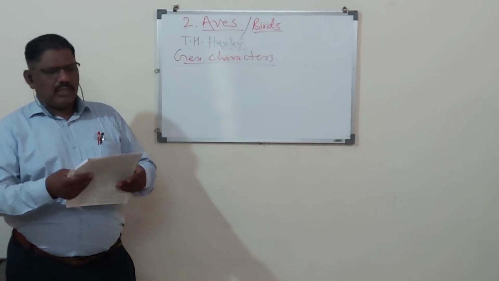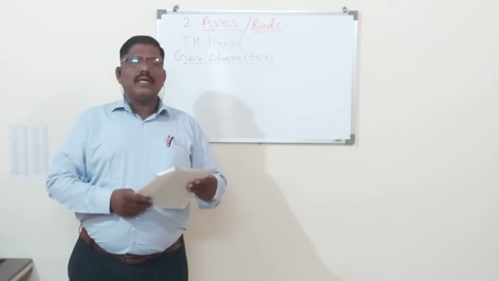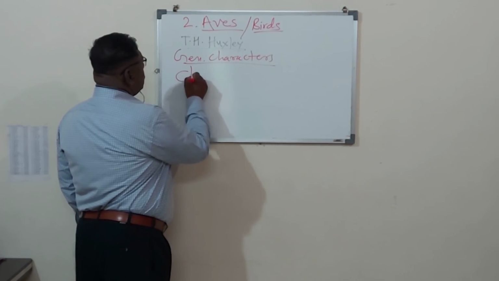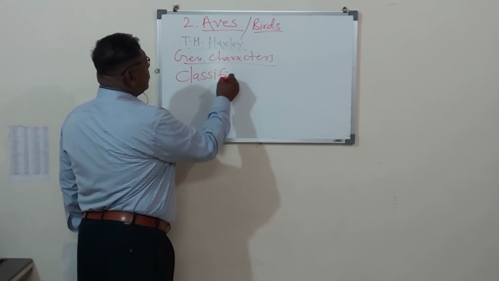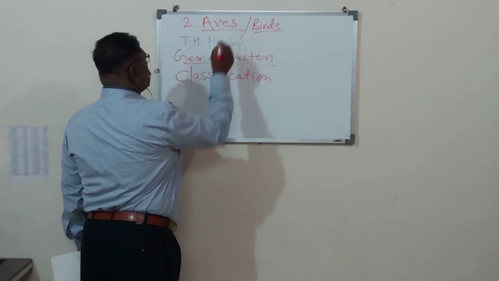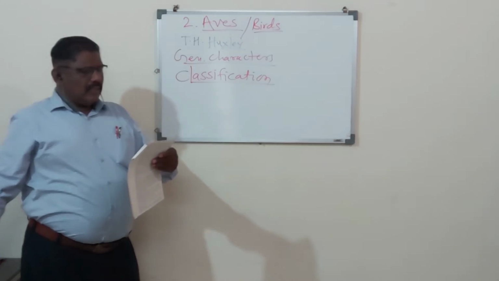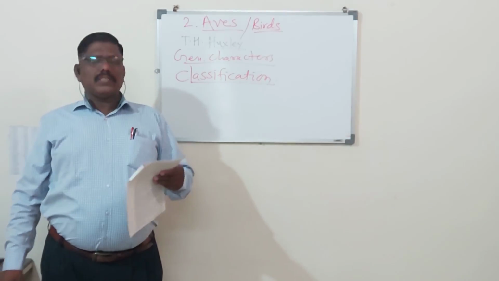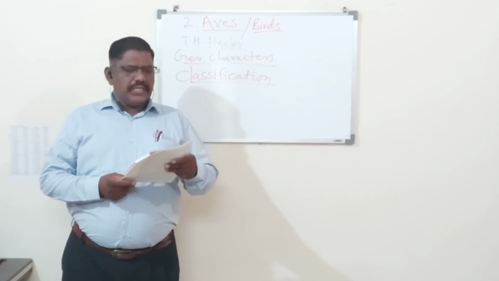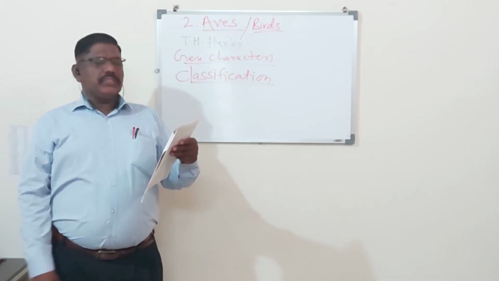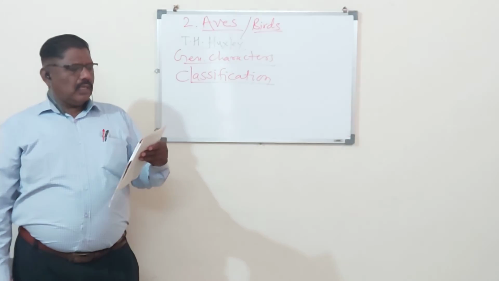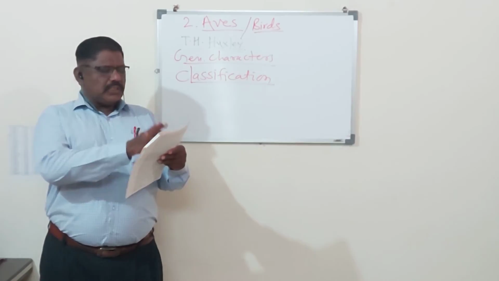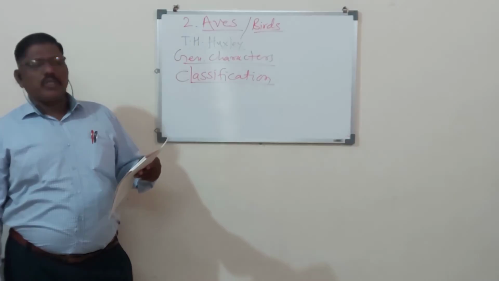Then after the characters, we have to study the classification. Classification of the aves or birds. So remember here, the aves are classified into 2 subclasses. Subclass 1 is Archaeornithes, which is an extinct Jurassic bird of the Mesozoic age. An example of this is Archaeopteryx, which is a fossil bird.